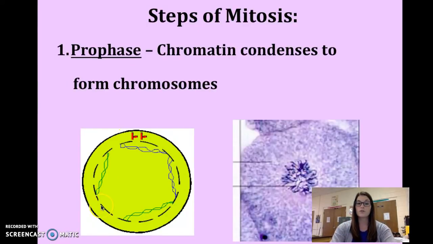This is an animation over here of what it looks like because it's a little bit easier to see what's happening during prophase, but this is a real cell underneath a microscope, and it looks very similar. This darker purple in here, this is inside the nucleus, and this is where we have our DNA, our chromatin, forming those X-shaped chromosomes.